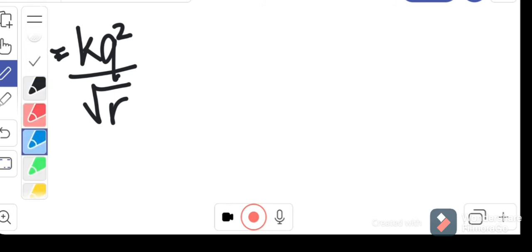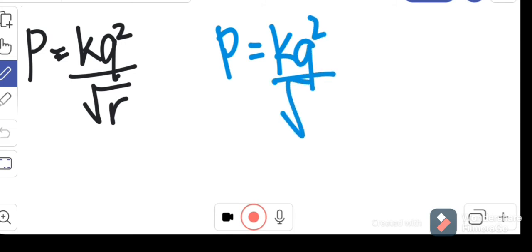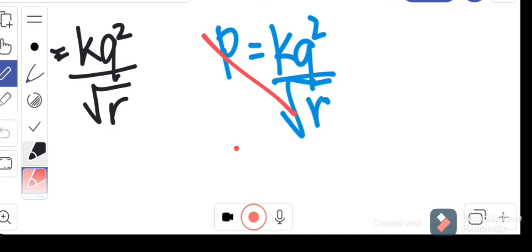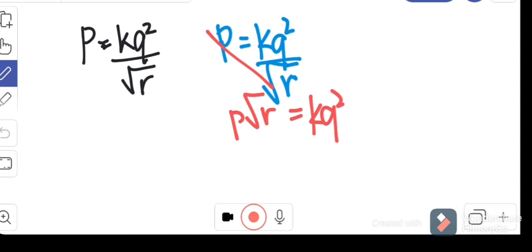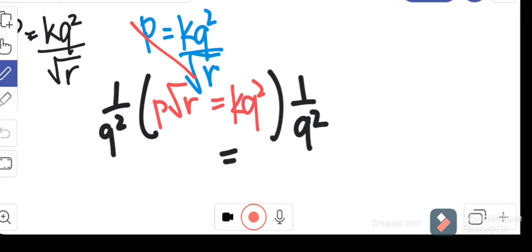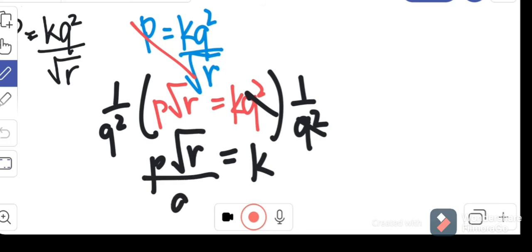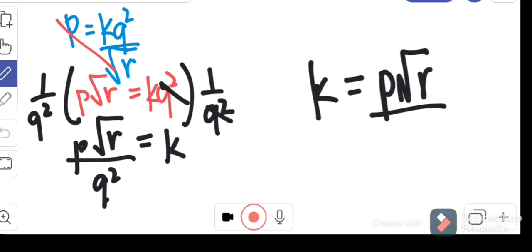So let us derive again. That's P is equal to kQ squared over the square root of R. We cross multiply. Then we'll have P square root of R is equal to kQ squared. And then we will simplify by removing the Q squared beside k by multiplying 1 over Q squared on both sides of the equation, and that would be cancelled. That's k now is equal to P square root of R over Q squared. So we will just rewrite it. Our formula for the constant of variation is P square root of R over Q squared.